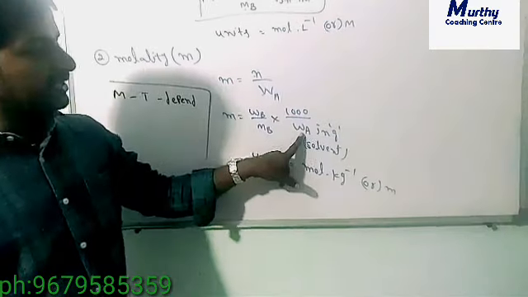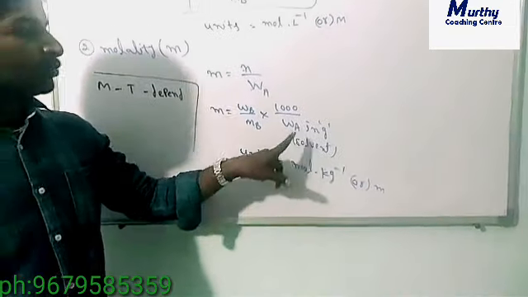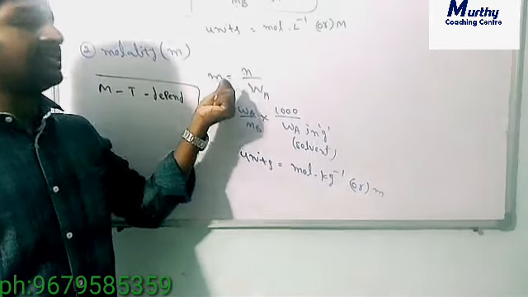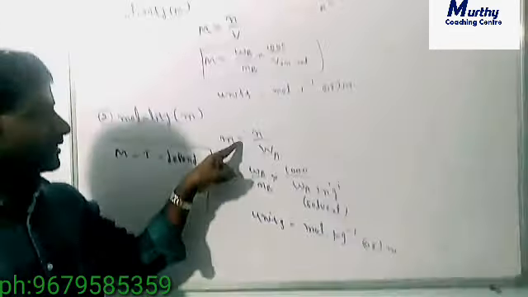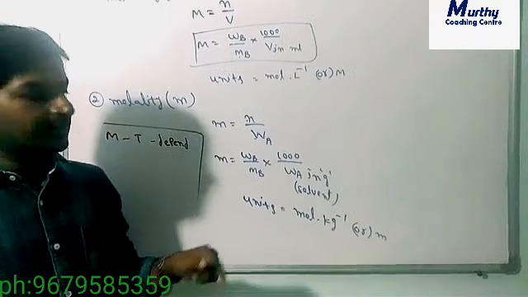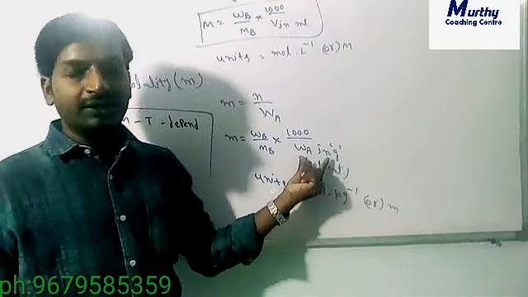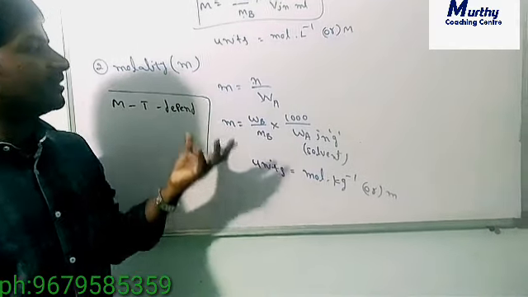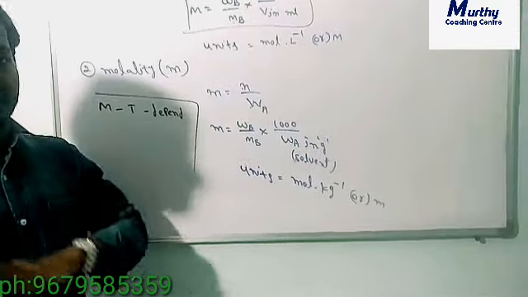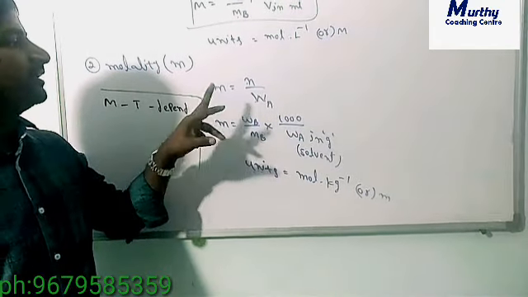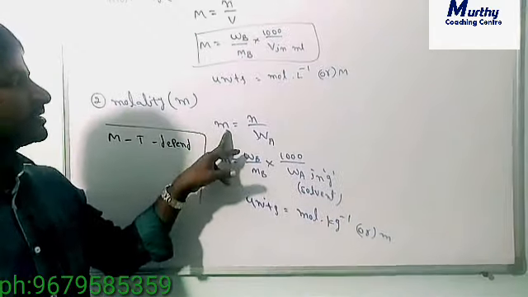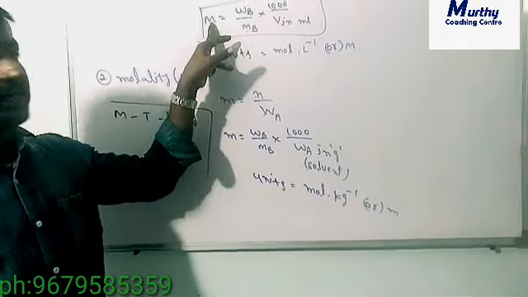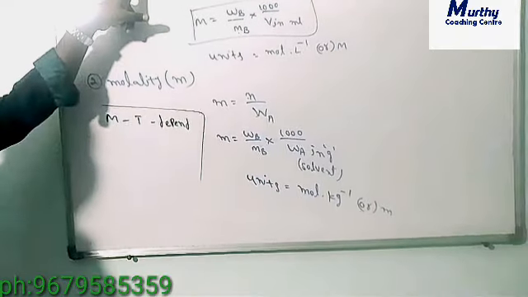If you see the molality, by changing temperature, the total quantity of solvent and solute remains the same. That's why molality is temperature independent. By changing temperature, the solute quantity and solvent quantity do not change. Molarity is temperature dependent, but molality is temperature independent.